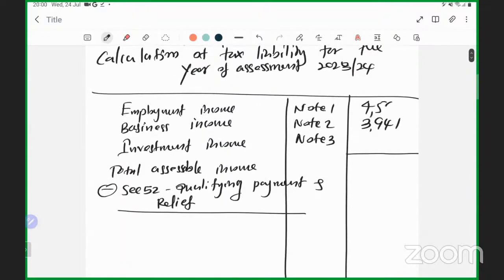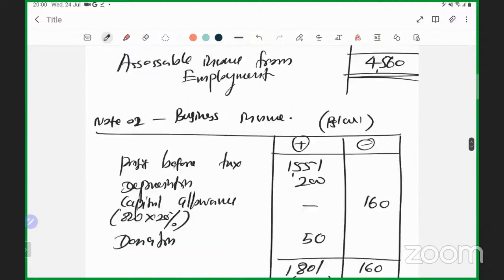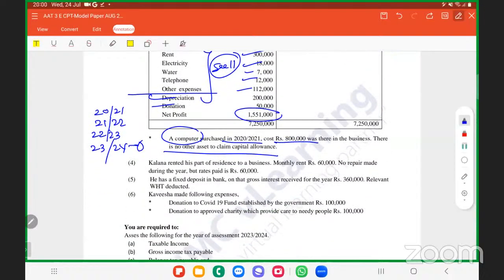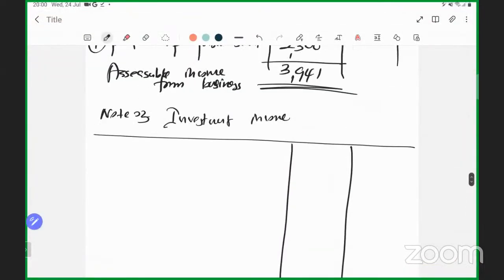Therefore 4,560. Then we have to go to the investment income. Here we can see that information. Kalanar entered his part of the president to the business. Monthly rent is 60,000. You know that if the monthly rent is in excess of 100,000, you need to pay the withholding tax at 10%. But here no need to pay withholding tax. Why? What is the reason? The monthly rent is less than 100,000. Therefore, we can calculate that rent income.